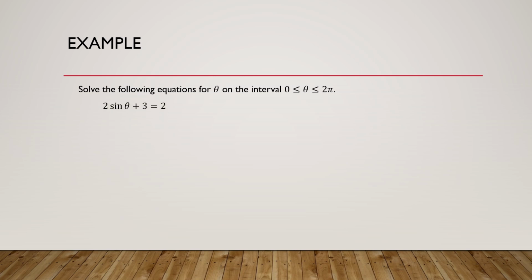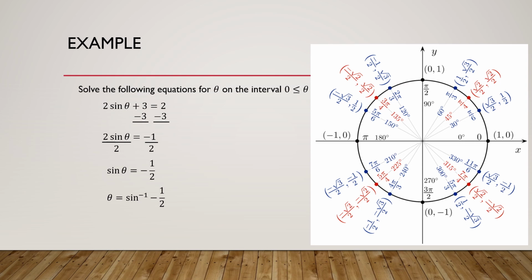First, 2 sine theta plus 3 equals 2. We subtract 3 from both sides to get 2 sine theta equals negative 1. Then divide by 2. Sine theta equals negative 1/2, or theta equals arcsine of negative 1/2. Referencing the unit circle, we find that theta equals 7π/6 and 11π/6.